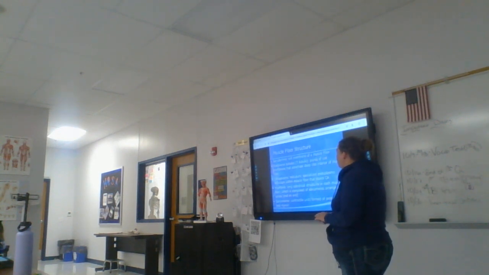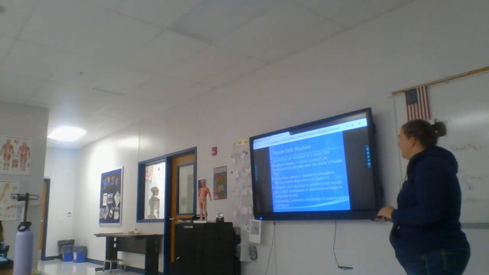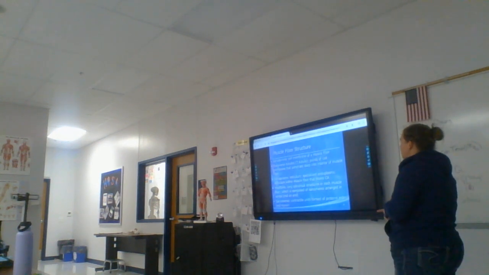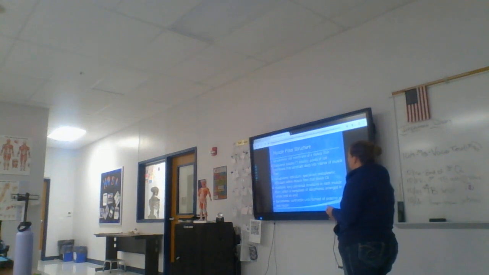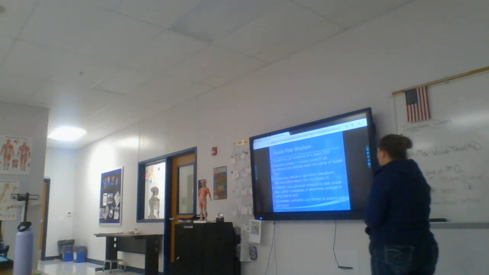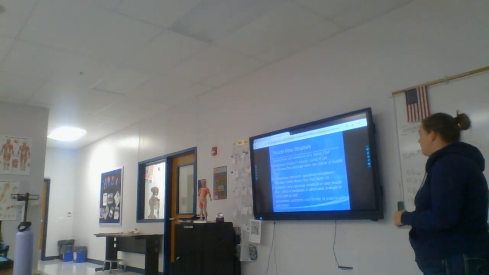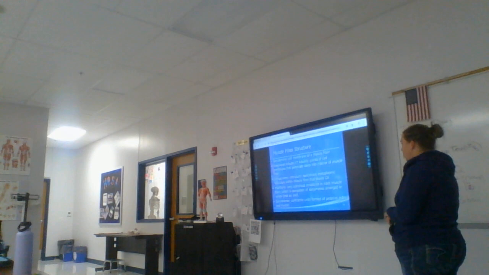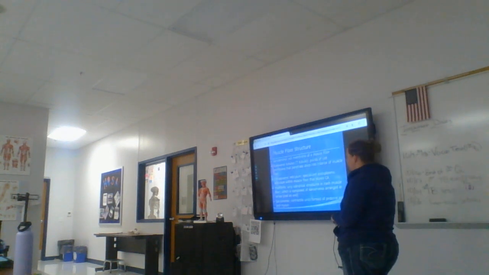So the muscle fiber structure, one of the things within it is going to be the sarcolemma. A sarcolemma is going to be the cell membrane of a muscle fiber. A transverse tubule, or a T-tubule, I think is easier to say, is going to be the points where the cell membrane penetrates deep into the interior of the muscle fiber.